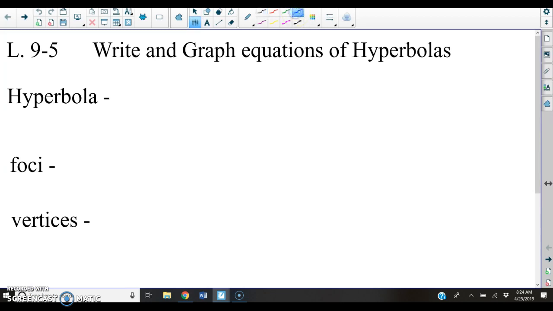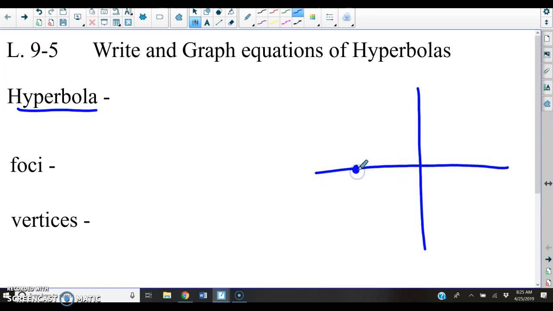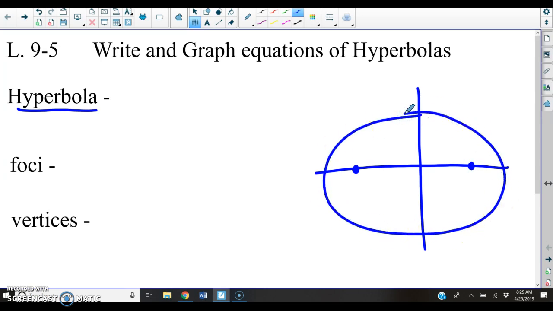An ellipse was the set of points whose distance from a pair of points was a constant sum. Remember how we did that? I said if I could tape the string on this, I would, and then make myself an oval. So this distance from one focus to the ellipse, to the set of points, was a constant sum.